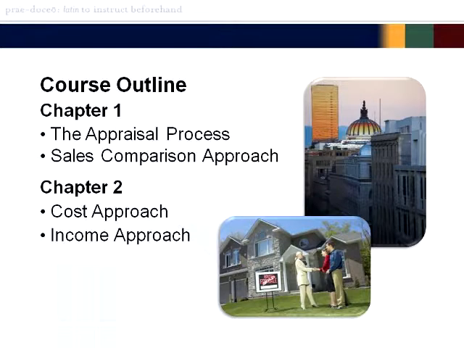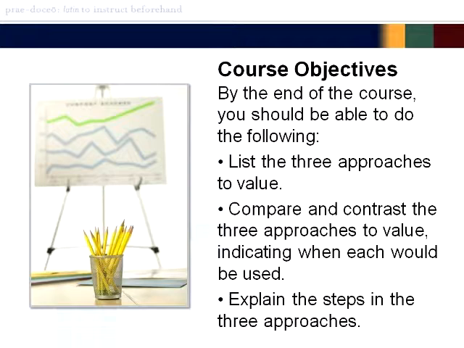Course outline. Chapter 1: the appraisal process, sales comparison approach. Chapter 2: cost approach, income approach. Course objectives. By the end of the course, you should be able to do the following: list the three approaches to value; compare and contrast the three approaches to value, indicating when each would be used; and explain the steps in the three approaches.